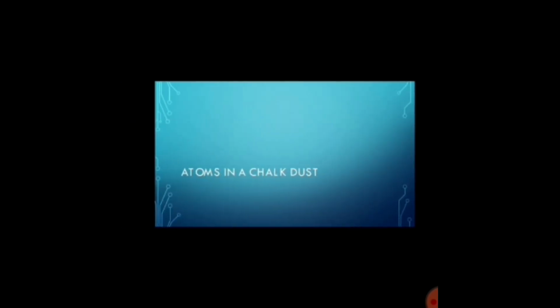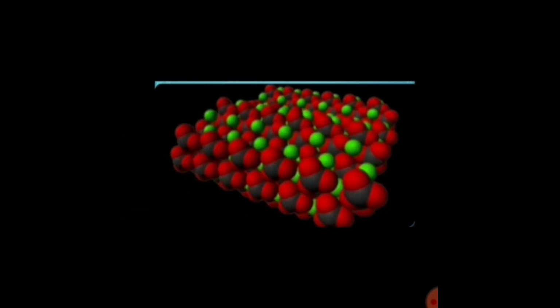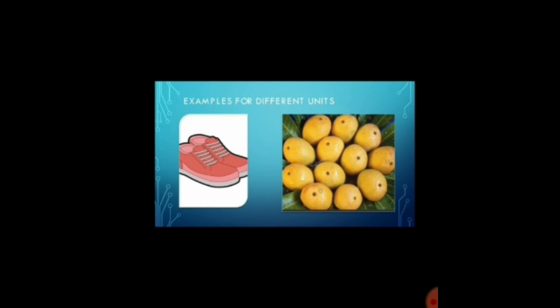In this, macroscopic samples contain an enormous number of atoms. This slide shows a chalk dust containing a large number of atoms. The pair and the dozen are familiar units. This slide shows a pair means 2, a dozen means 12.